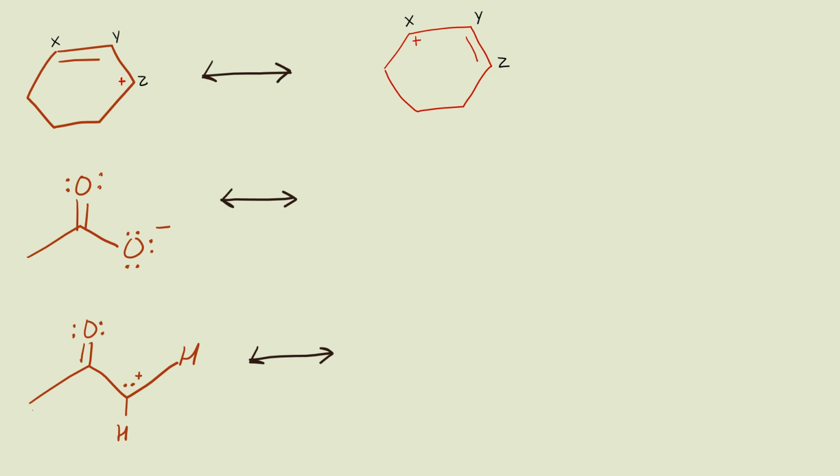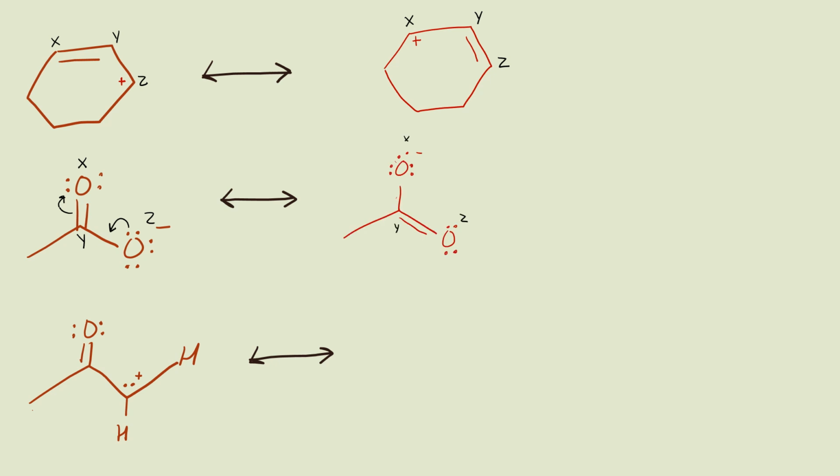This oxygen is the X, this carbon down here is the Y, and this negatively charged oxygen is the Z. A pair of electrons from this charged oxygen goes and makes a double bond over here, while a pair of electrons from the initial double bond swing up to this oxygen to give you a structure that looks like this.